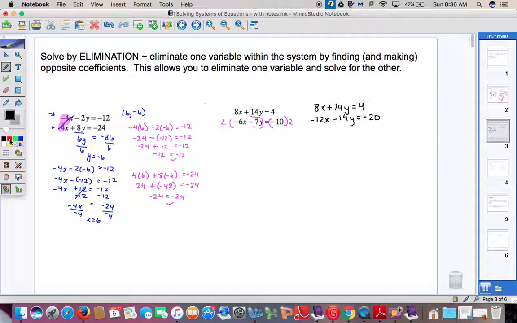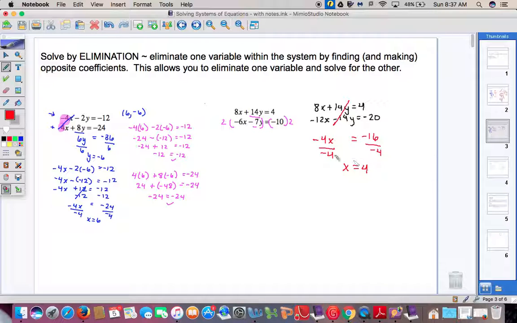So now I can finish solving this system of equations. I can see here that I have this positive 14y and a negative 14y, so if I add my equations together, these will indeed cancel out. I have eliminated a variable. So what is 8x minus 12x? It should be a negative 4x. And 4 minus 20 is a negative 16. Now I can solve by dividing both sides by negative 4. So x equals a positive 4.